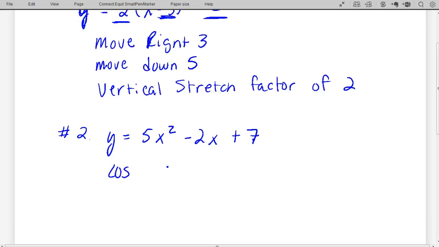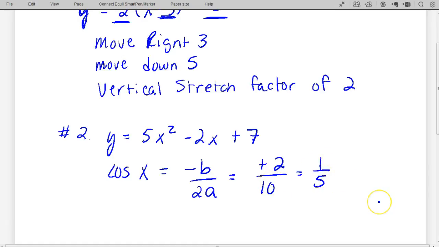But if you remember, the line of symmetry for our function here has a formula, and that is to find x, it's negative b over 2a. So in this particular function, it is positive 2, because positive 2 is negative b, over 2 times a, which is 5, 10, equals 1/5. Okay, that's going to be the x part of your vertex, which we call (h, k), right? So 1/5 is going to be the h part of there.